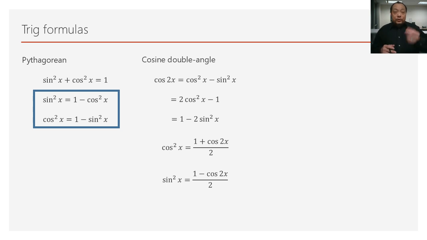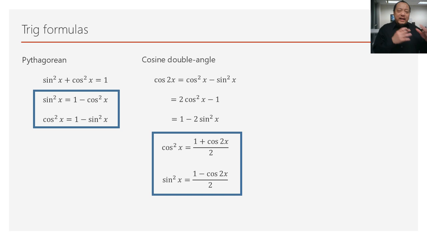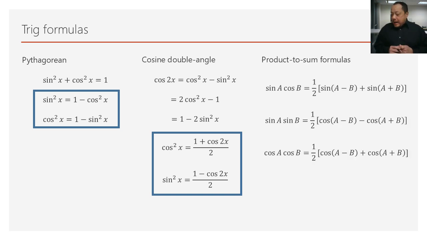Well, from that, if you solve for cosine squared, you get a formula for cosine squared that is in terms of cosine 2x. And a formula of sine squared that's also in terms of cosine 2x. What that will help us is we have something that's squared, and then after we do this, it's no longer squared. I will also assume that you know the product to sum formulas.